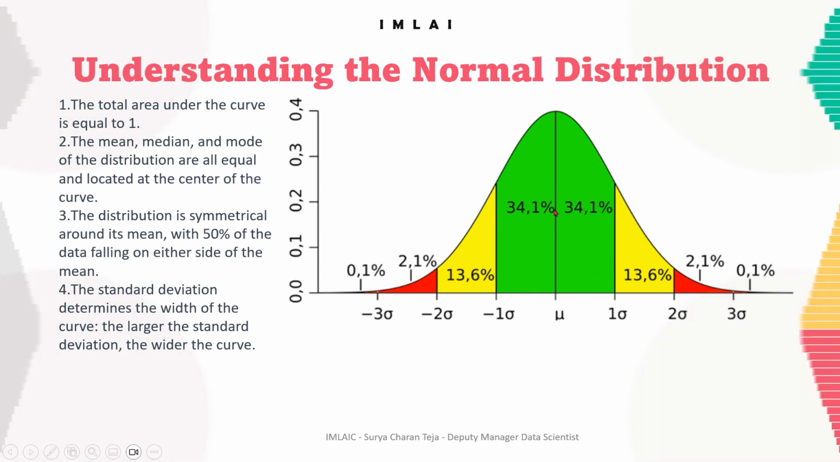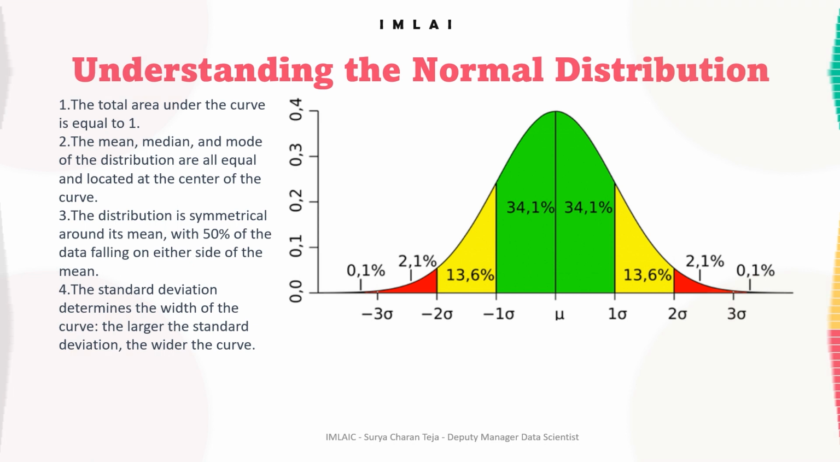The standard deviation that you can see here determines the width of the curve. The larger the standard deviation, the wider the curve. The smaller the standard deviation, the thinner or narrower the curve. So the normal distribution is widely used in statistical inference and hypothesis testing, as many natural phenomena follow a normal distribution or can be approximated by one.